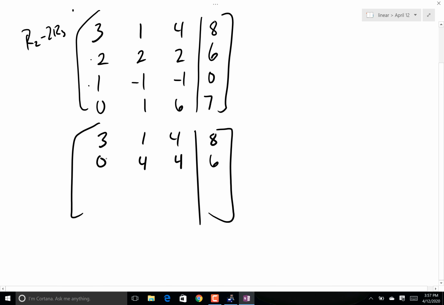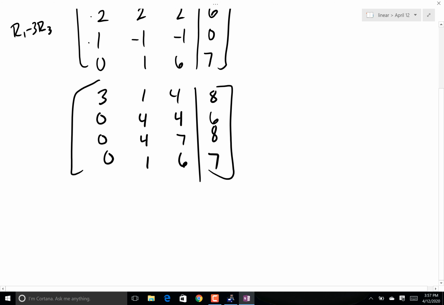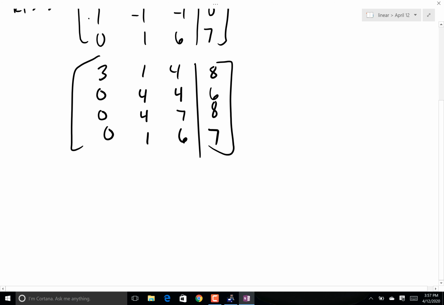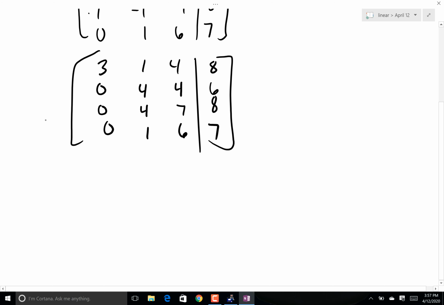Okay. And then this is the exact same thing I did last time, R1 minus 3R3. And I'm going to change R3. So that's going to be 3 minus 3 is 0. And then 1 minus a minus 3 is 4. And then 4 minus a minus 3 is 7. I don't think that changed. And then it's going to be 8. There you go. Okay, so there's not a ton that changes, but if you don't fix it right now, you're going to be upset with yourself, I think.